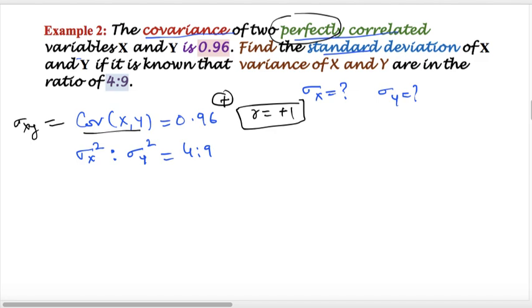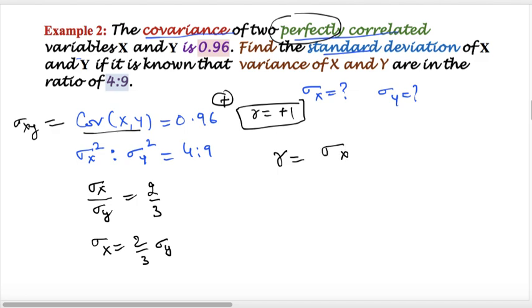What we can do before that, we know that sigma x squared over sigma y squared is 4 by 9. When we take the square root of this, we will get 2 by 3. So we can get a value from here. Sigma x can be written as 2 by 3 times sigma y. So we got a relation. Now we know that r is equal to covariance of x and y upon standard deviation of x into standard deviation of y. So we are going to plug in the values.